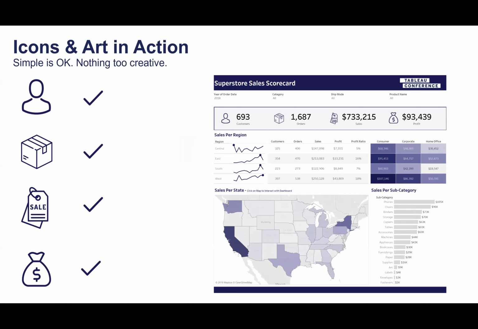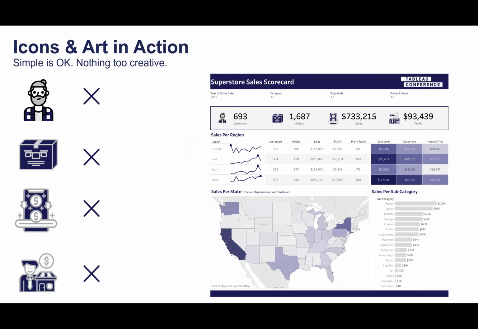I used a basic customer, a basic box, a basic sales tag, a basic money bag. It's not very intricate, right? What you didn't see me do was use a customer that has a nice beard and a nice bun. I didn't use this nice box here that has the tape and whatnot. I didn't use this sales clipboard, it looks like. And I didn't use a manager with a store with a money bag outside of it.